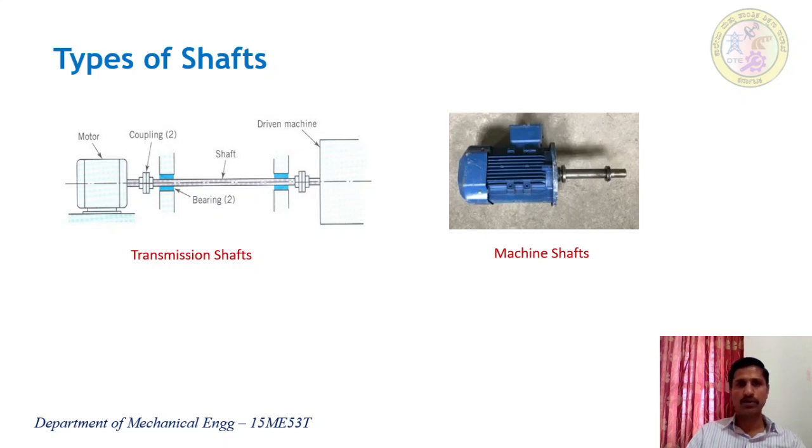Torque transmission is carried out from motor to the driven machine by using a solid shaft, and it is connected by using two couplings. On the other hand, when it comes to the machine shaft, here the shaft is an integral part of a machine. Here you can easily notice some part of the shaft is inside the machine and some part is extended out. Through this extended part, we are going to connect another shaft or another device by using a coupling. So these two are the very important kinds of shafts.